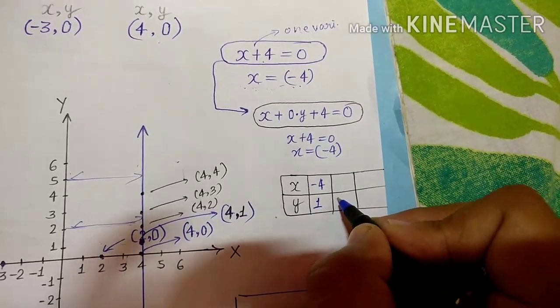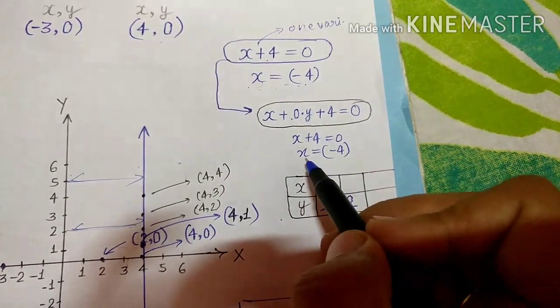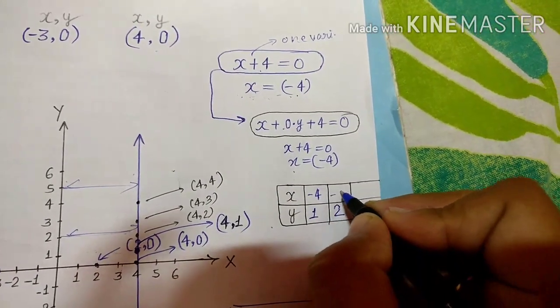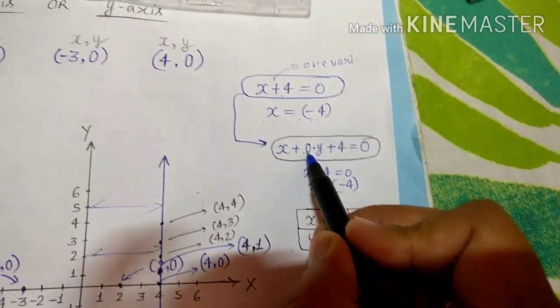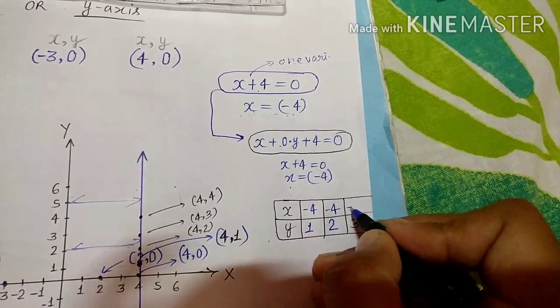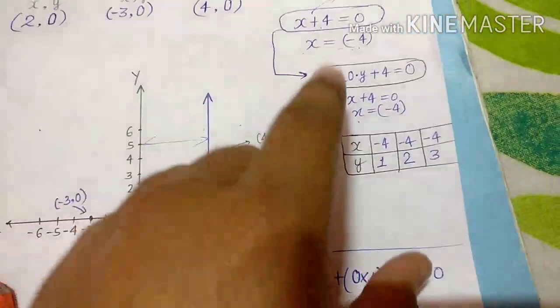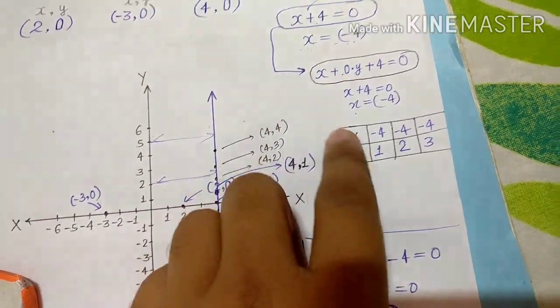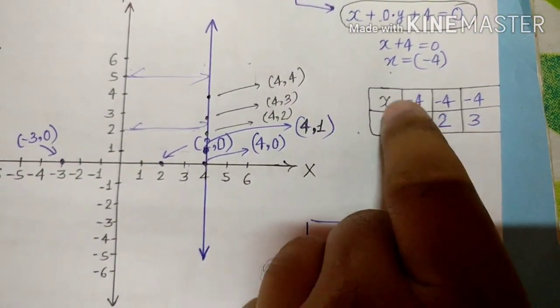Now in place of y we can put 2, so 2 times 0 is again 0, so again x is minus 4 only. In place of y we can put 3, 3 times 0 is again 0, so again minus 4 only. So whatever value of y we put, the product becomes 0 only, so the value of x will remain minus 4 only. So minus 4 comma 1.